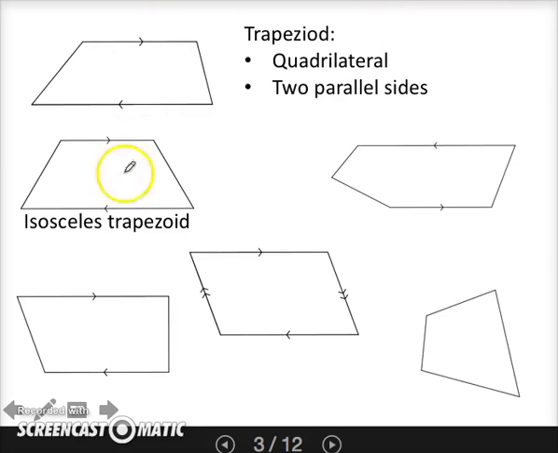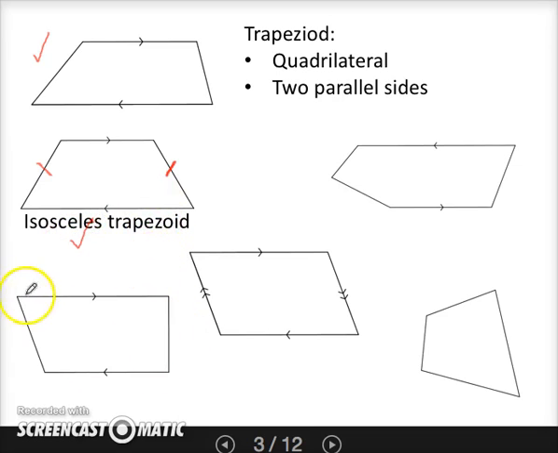So let's look through these different drawings and see which ones are trapezoids. Here we have a quadrilateral, 1, 2, 3, 4. And yes, it does have two parallel sides, so that's a trapezoid. Here we have a quadrilateral. It has two parallel sides, and I should have marked a congruency here. This is a special kind of trapezoid called an isosceles trapezoid because the two legs of the trapezoid, we call these legs, are congruent. So that is definitely a kind of trapezoid.